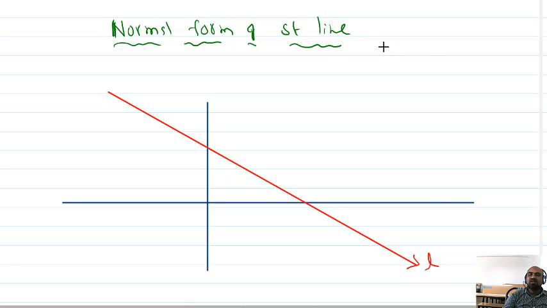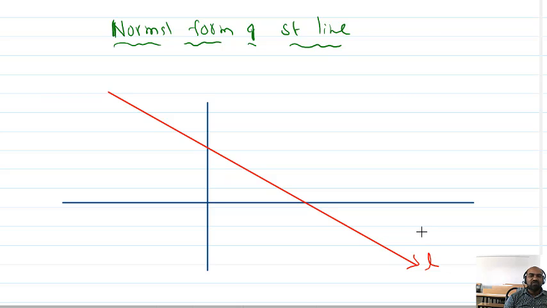First of all, what does normal mean? The meaning of normal to a straight line: for example, this is straight line L. Any line drawn perpendicular to L is called normal to L. For example, if line K is perpendicular to L, then K is called normal to L, or L is called normal to K. Here, what is the meaning of the normal form of a straight line? Here L is given. How do we find the equation of L? We need a point on the line and we need its slope.